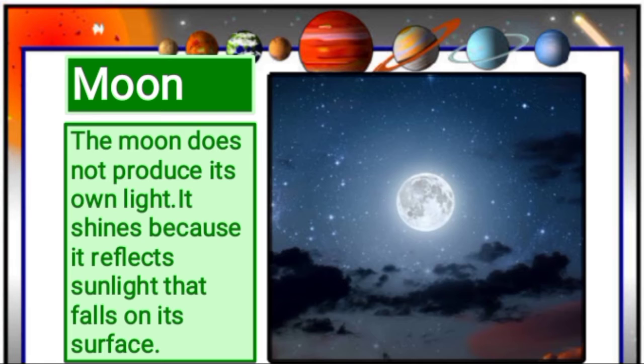In fact, the Moon is close enough to affect the level of seas on Earth. The Moon doesn't have an atmosphere to protect it from extreme heat or cold. So the temperature on the Moon can be as high as 100 degrees Celsius at noon and as low as minus 173 degrees Celsius at night, which is even below freezing point. And the Moon doesn't produce its own light; it shines because it reflects sunlight that falls on its surface.